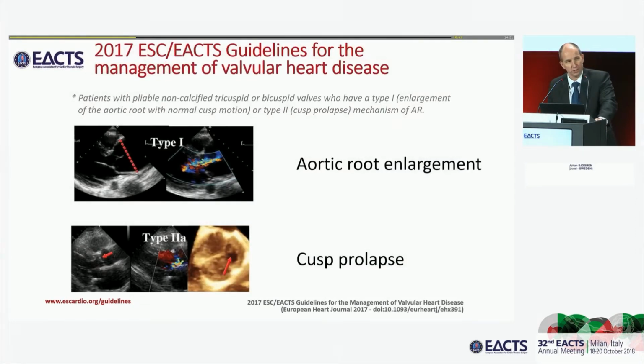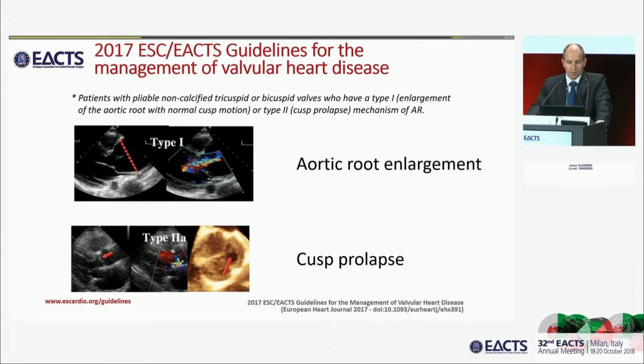And what kind of patient is that, the feasible patient? Well, it's a patient with a pliable, non-calcified tricuspid or bicuspid valve with a type A or type 2 mechanism of aortic regurgitation. So we have actually two major situations in our patient when we can consider aortic valve repair, and that's aortic root enlargement and the cusp prolapse. This is maybe one of the most important things to remember from this talk.